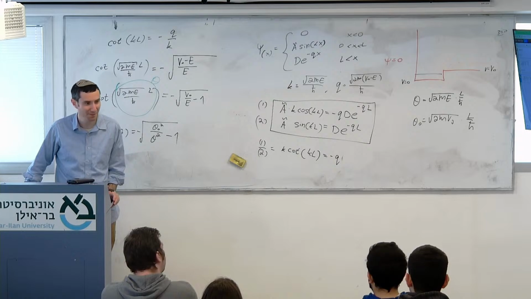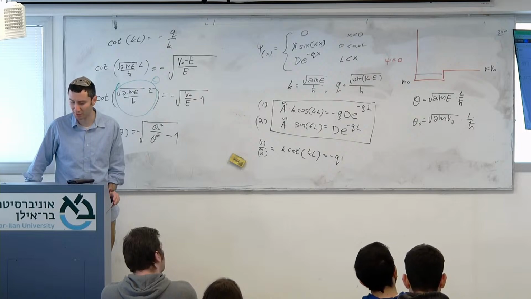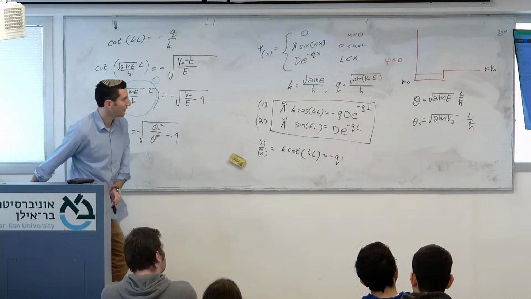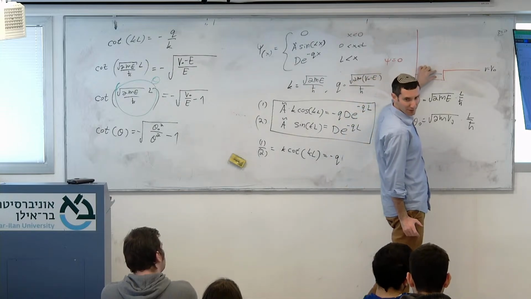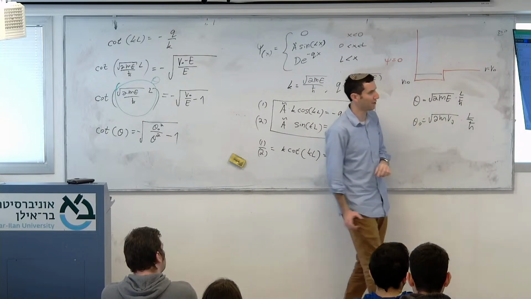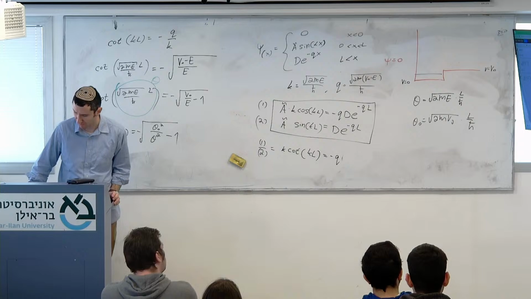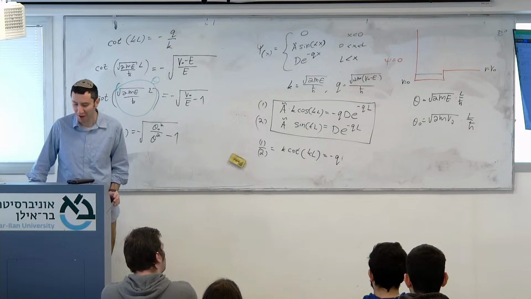Does this make us happy? Good. Now for a given V naught, I can play with the energy. Let's say I have a specific value of V naught. This is the height, right? Can I play with the energy? What happens if I play with the energy? If I make the energy higher, then I get more solutions. I'm not sure what this here means. Just a waste. No point in this.